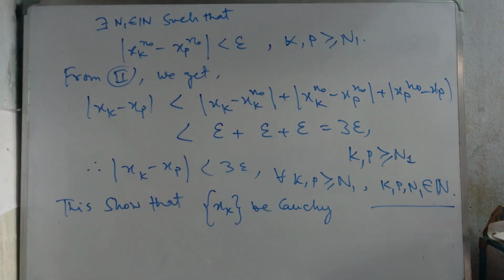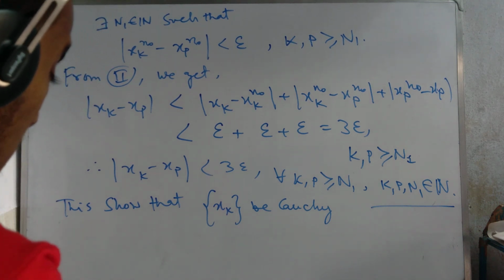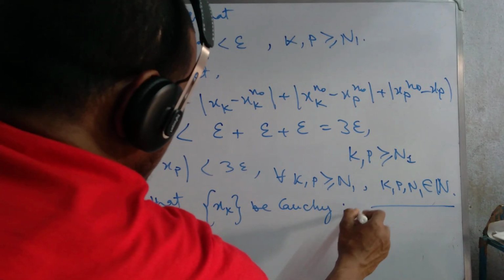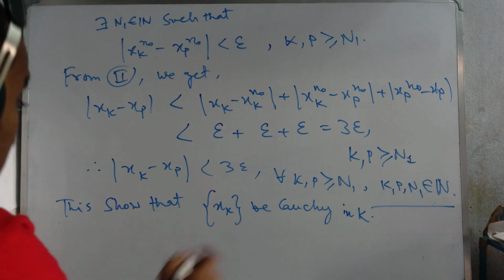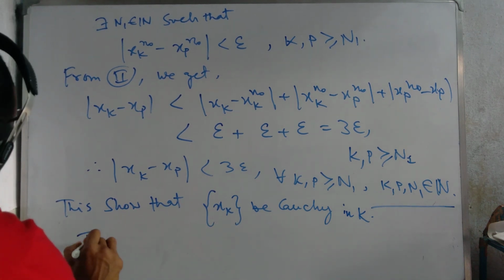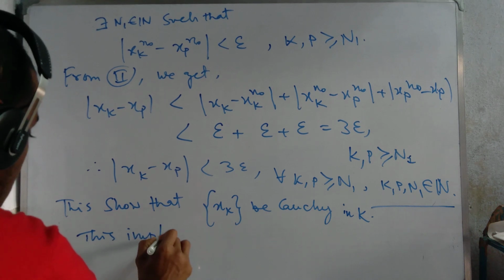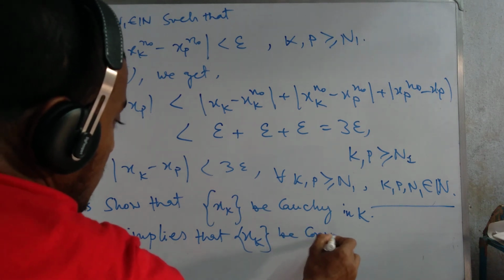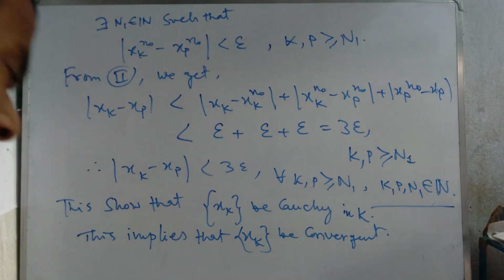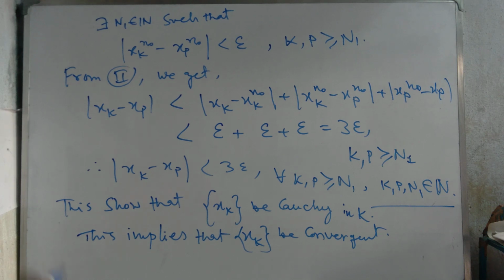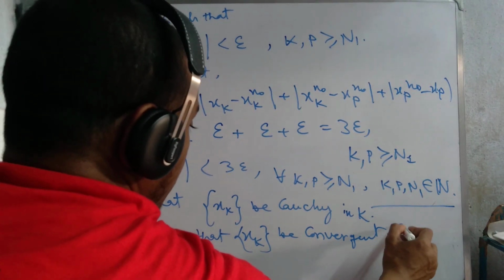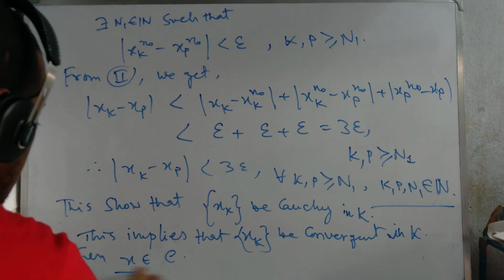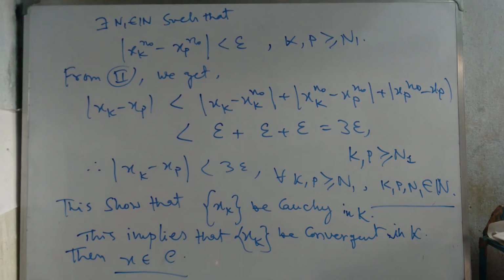Then obviously, Cauchy in k, this implies that x_k is convergent. Yes or no? I think not a problem at all. So x_k converges in k, and here we find x belongs to c. Yes or no? Yes.